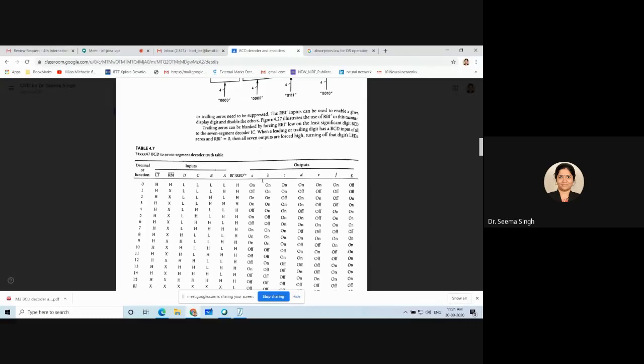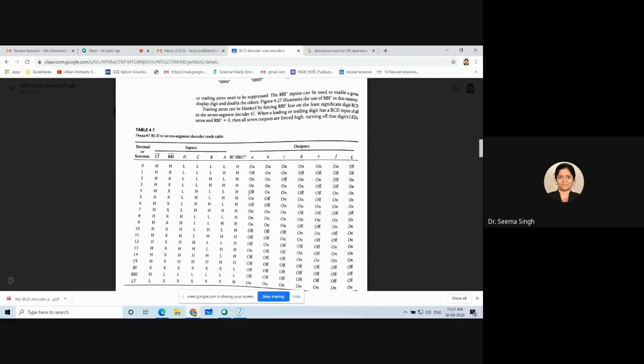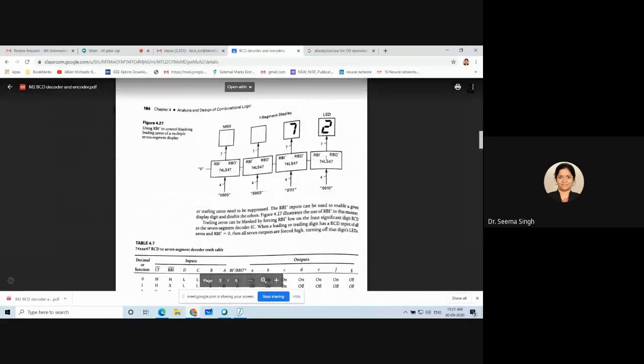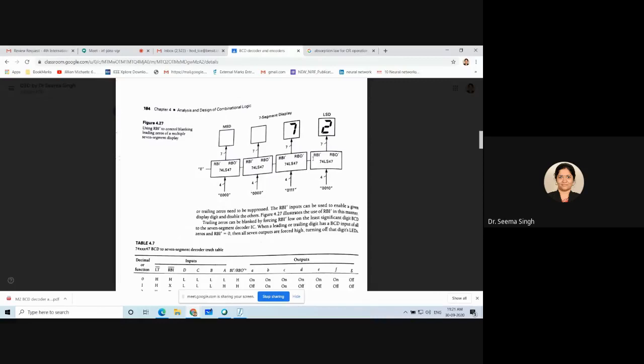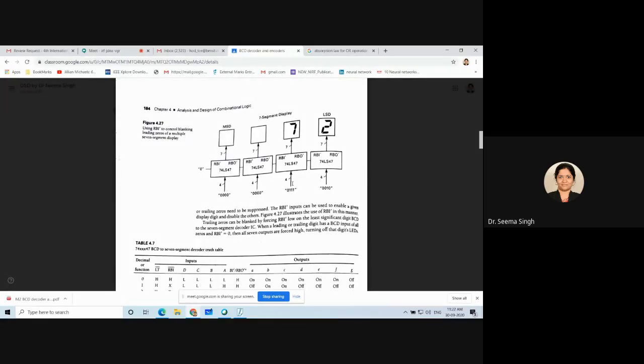And the same way you have one more that is called RBO. RBI means ripple binary input. RBO means ripple binary output. Okay. Now what is the meaning of this? Ripple binary input and ripple binary output are used in between two such ICs to make them work for the specific given input. Because generally whenever we are using these 7 segment displays, we don't use a single one.